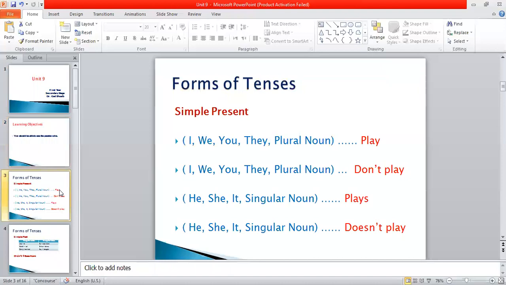I know well that all of you know the present simple, but do you know how to use it in your daily life? When you say the word present simple, you think of I, we, you, they, plural noun, take the base form of the verb. Okay, no problem. But my question is, how can you use the present simple in your daily life?